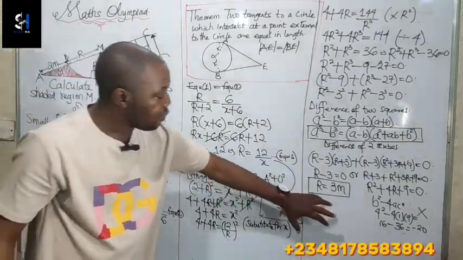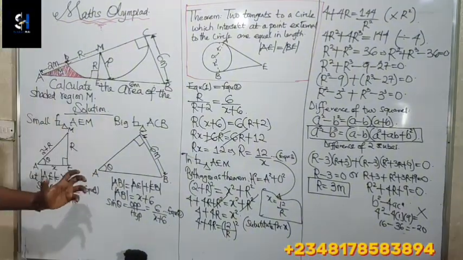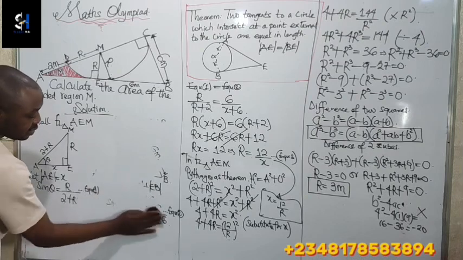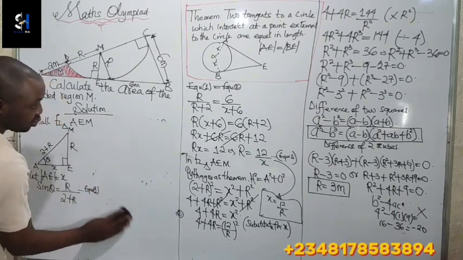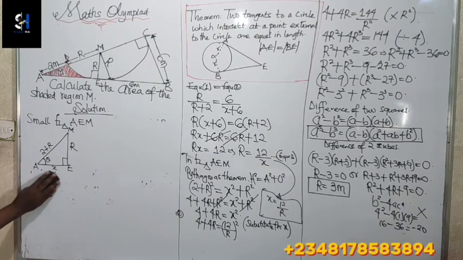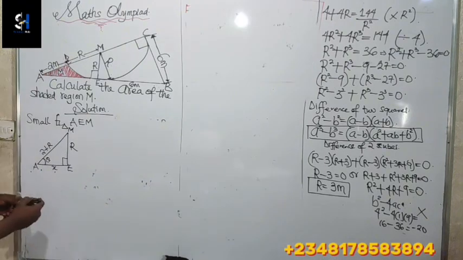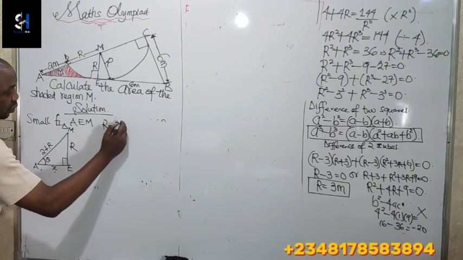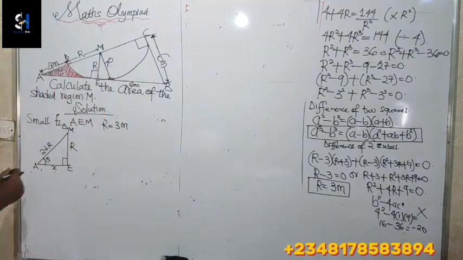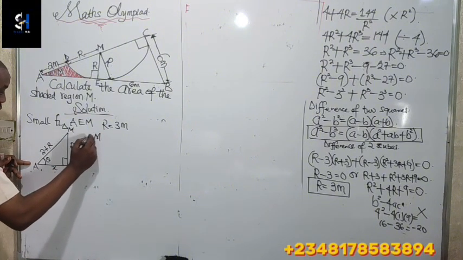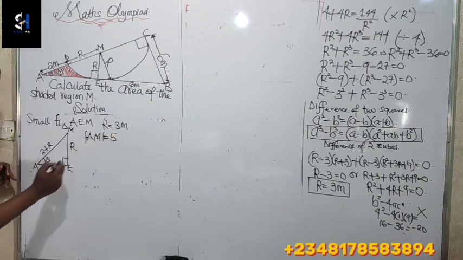So now, having found the value of r, let's come back to what we have here. Now I'm going to need the smaller right triangle. I'm not going to use the bigger right triangle again. We now have the value of r to be 3 meters. So when we add 2 and the value of r, we get the side AM to be equal to 5.